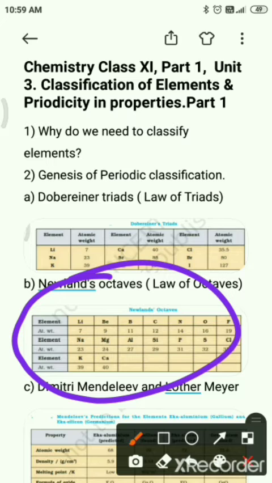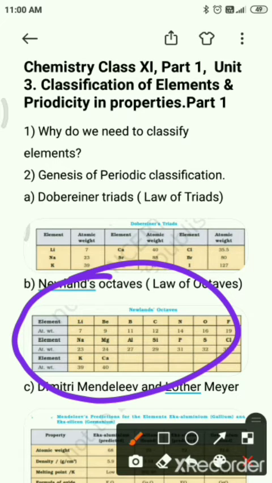So the periodic law as we know it today owes its development to the Russian chemist Dmitri Mendeleev (1834-1907) and the German chemist Lothar Meyer (1830-1895). They worked independently. Both chemists in 1869 proposed that on arranging the elements in increasing order of their atomic weights, similarities appear in physical and chemical properties at regular intervals.